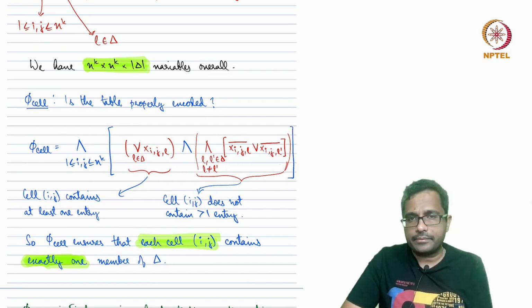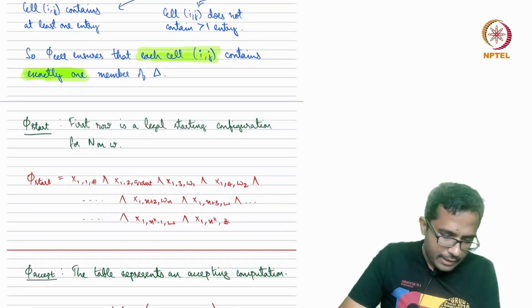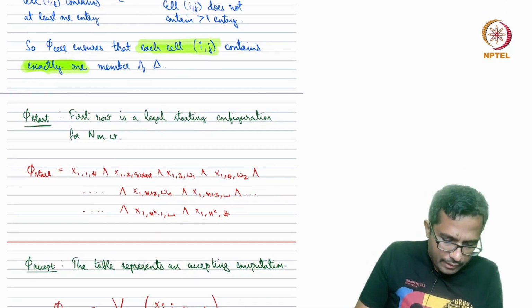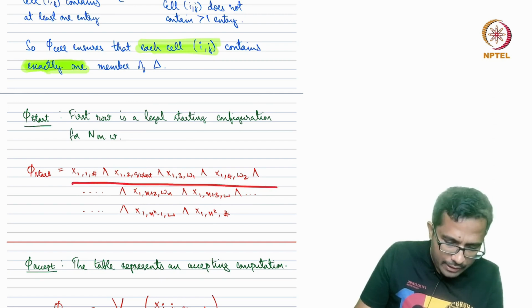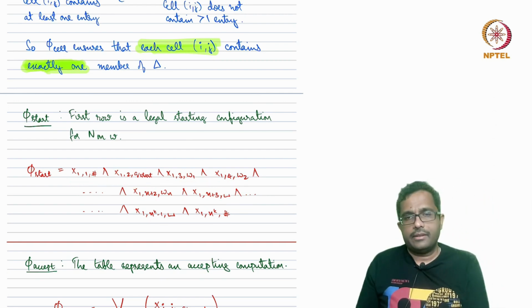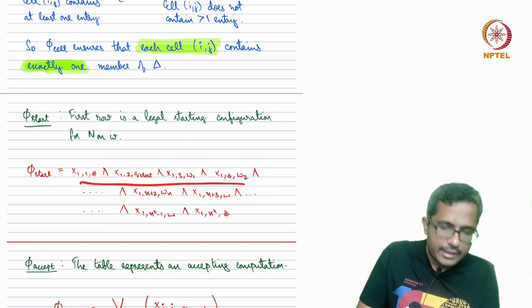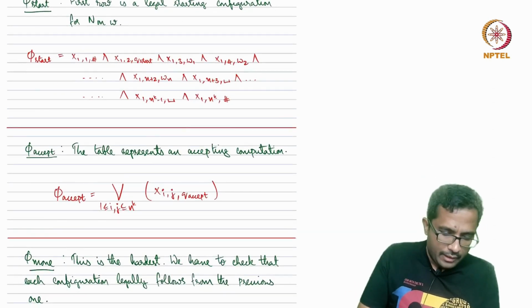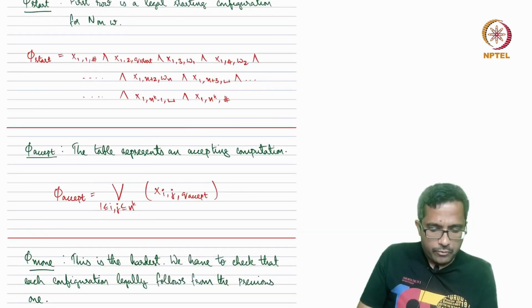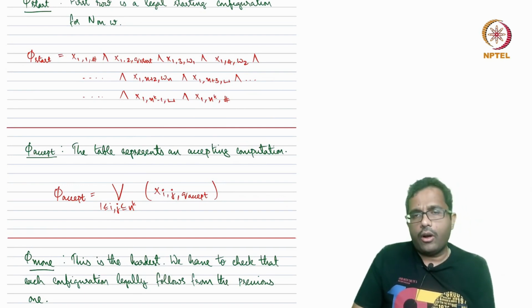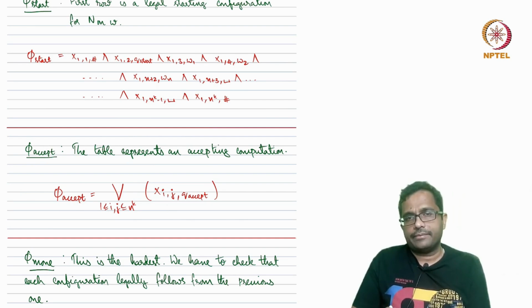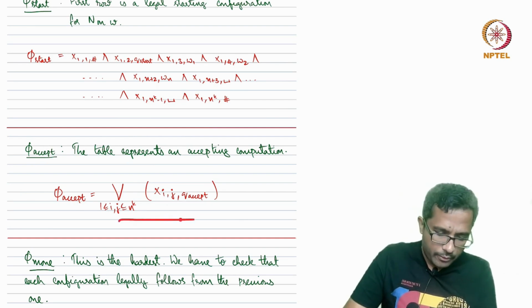and output this formula, right? Similarly, phi start is basically I have x1, let's say j, and a specific symbol. So this formula also can be encoded in a loop. It's a very clearly structured kind of formula, which can easily be written down in a program. And phi accept, you just have x i j q accept, where i and j all vary from 1 to n power k, right? So this is also straightforward.